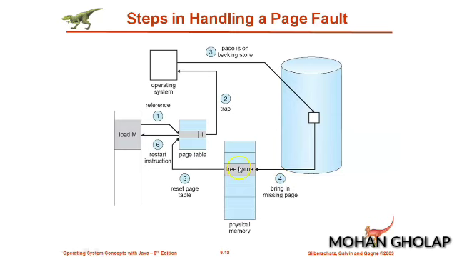Whenever this new page is brought to physical memory, accordingly the page table entries are to be reset. Initially it was invalid, so whenever you bring that page here, you have to set that page as valid to indicate that the page is now present in the memory. After this you have to restart the instruction, so that the instruction will execute as if the page was present in the memory from before.